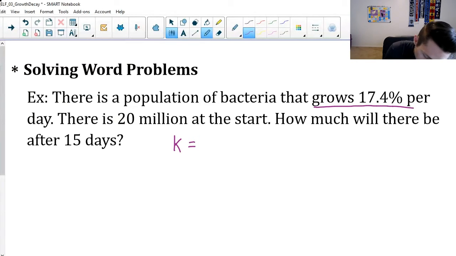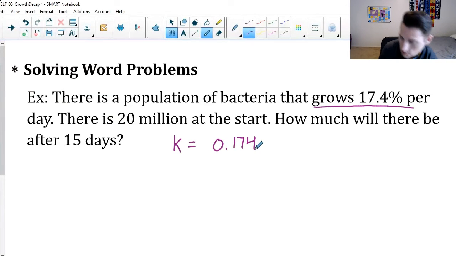Okay, so my K should be 0.174. And I know it should be positive because it's growing, so I don't need to worry about negatives. It's growing, so it should be a positive rate.